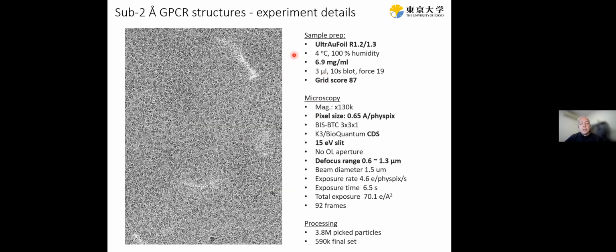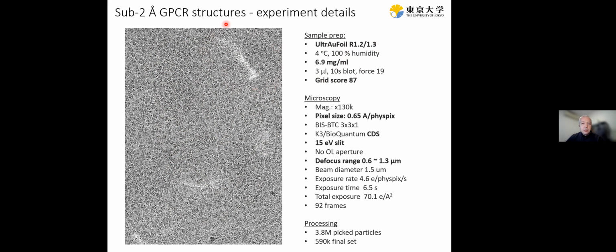So with these ternary complex, sub 2 angstrom structures, of course, we used UltrAuFoil grids, at high concentration to get a dense packing of the particles in the ice. Typically we have more than 50% coverage of the image by particles, but not too much. If you have too many particles, like here at the top part, they may mechanically obstruct each other or push each other and deform the micelle. So I would say between 50 and 75% area coverage of the image seems to be optimal.